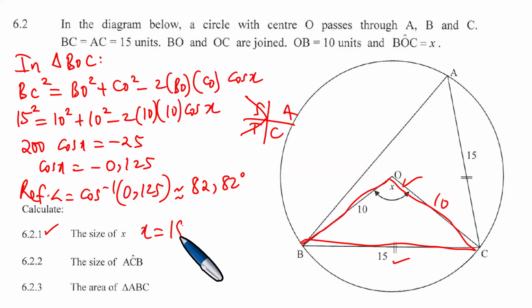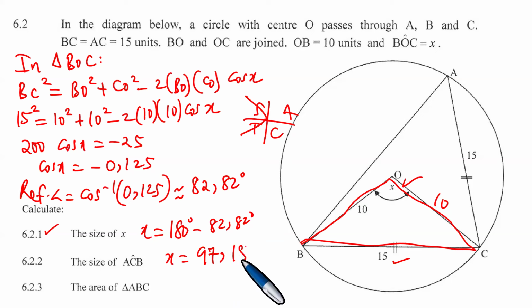So the numerical value of x, therefore, because the cosine is negative in the second quadrant, to get the second quadrant is 180 minus 82,82 degrees, which means x is equal to 180 minus 82,82, which is 97,18 degrees. So that now we're able to get x, and x is 97,18 degrees. So this is the size of the angle x.